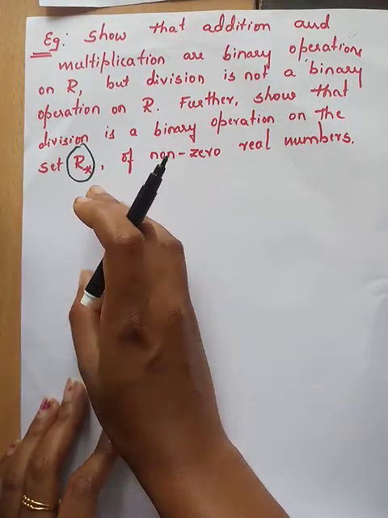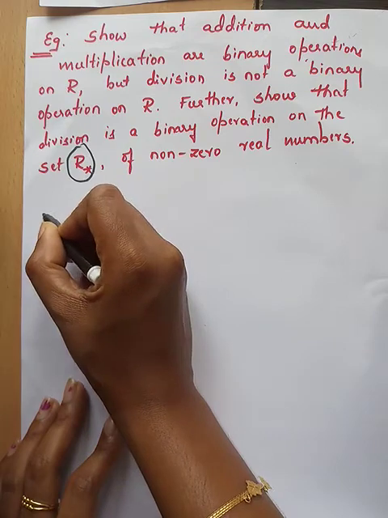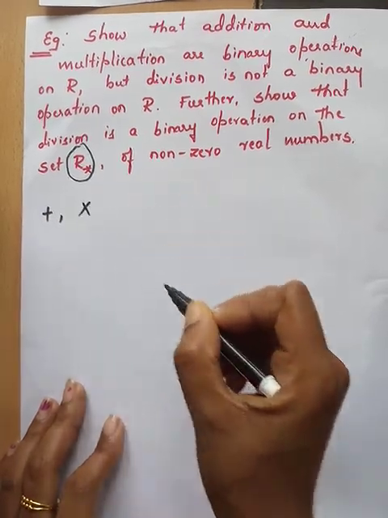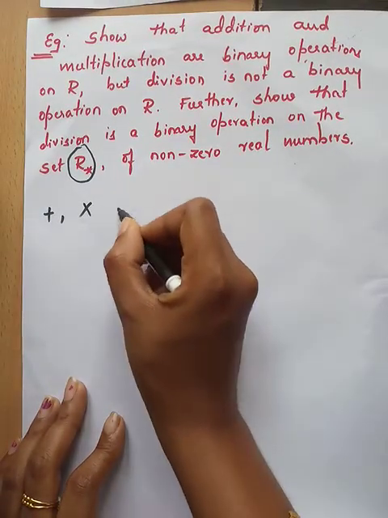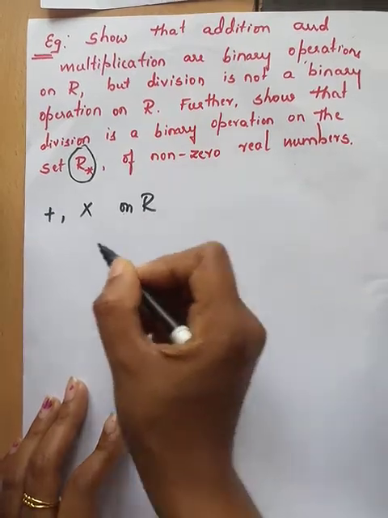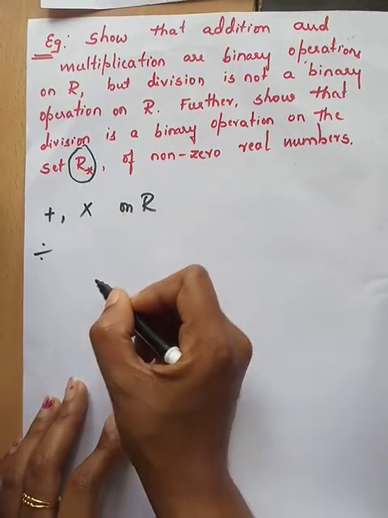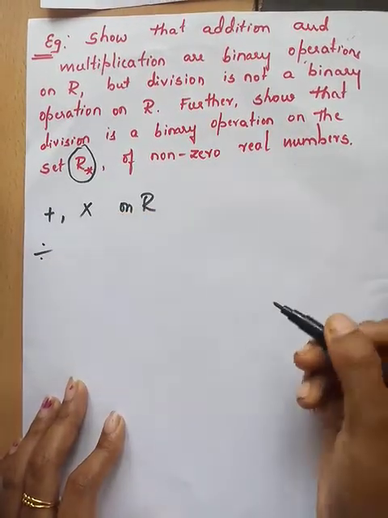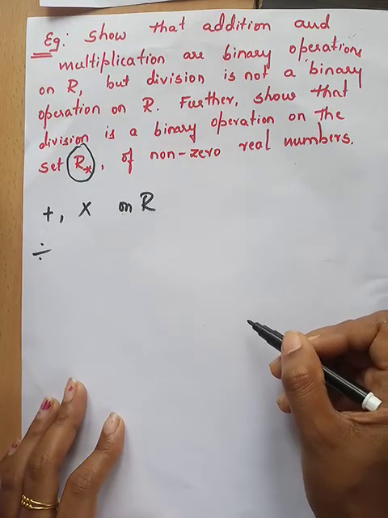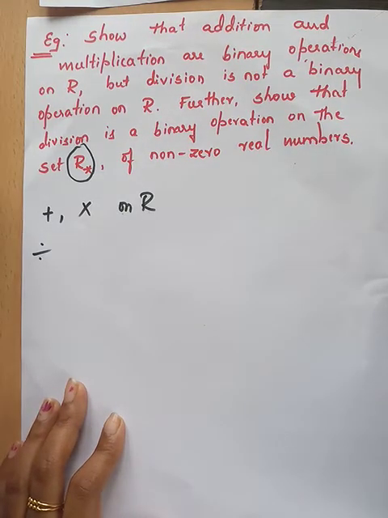So what is our aim? First, we have to show that addition and multiplication are binary operations on R. And then we have to take an example which shows that division is not a binary operation on real numbers. So how do we go about this?